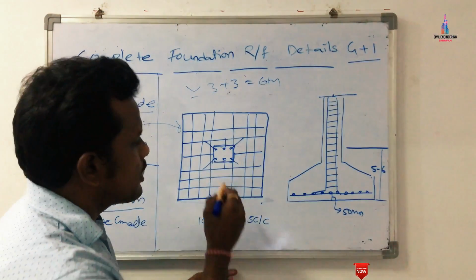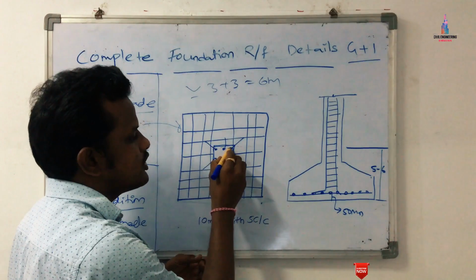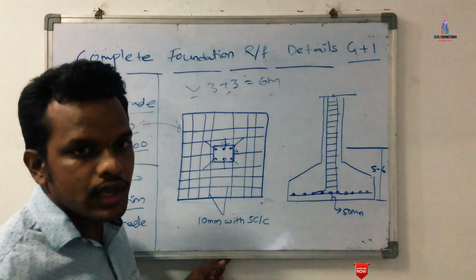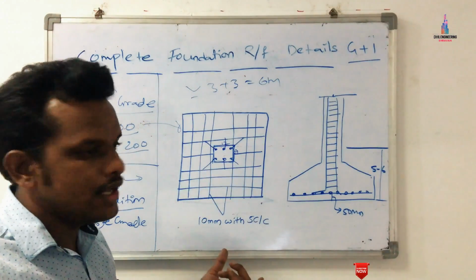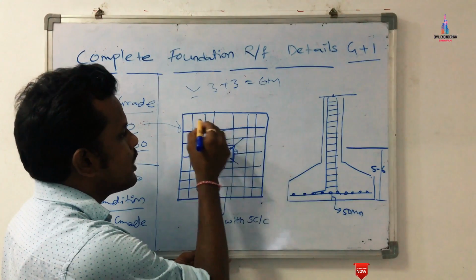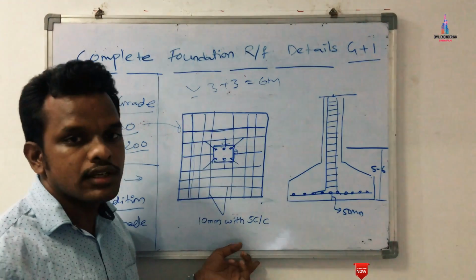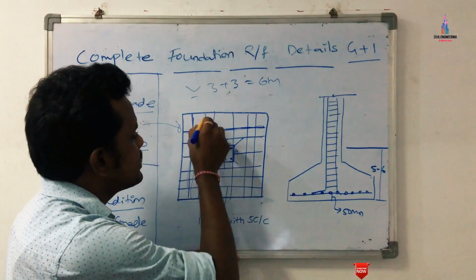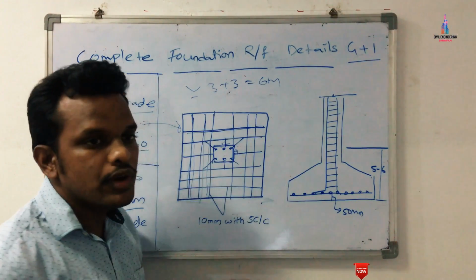Okay, so these are the columns provided for this G+1 building, which has dimensions of 9 inches cross 12 inches. So this is the front view. These are the mesh properties we need to provide for this foundation section. This is the horizontal mesh we need to provide, and this is the vertical mesh we need to provide initially for the foundation design section.